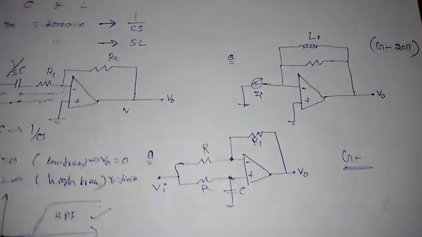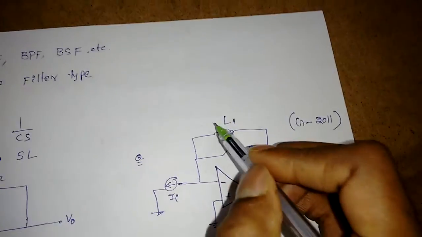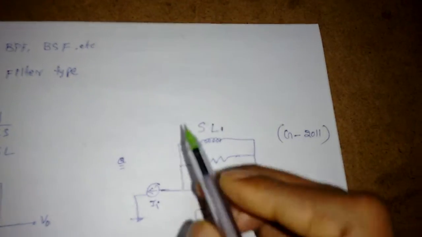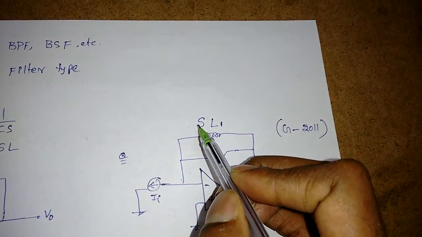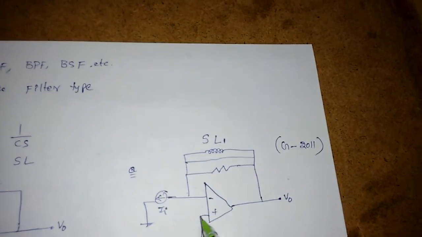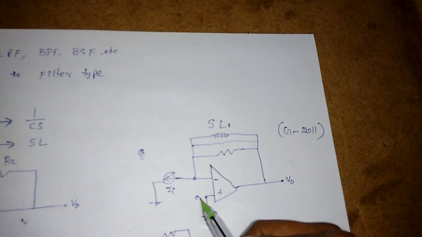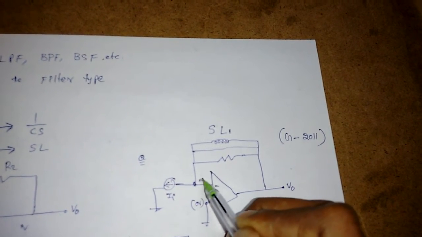Now if you see this one, I can go very fast. How to identify is simple. It is replaced by S into L1. Now if you put S is equal to 0, it will become simply a short circuit. So for the short circuit, I need to apply the virtual ground concept. So the plus terminal is 0 volt. That means the minus terminal also will become 0 volt.